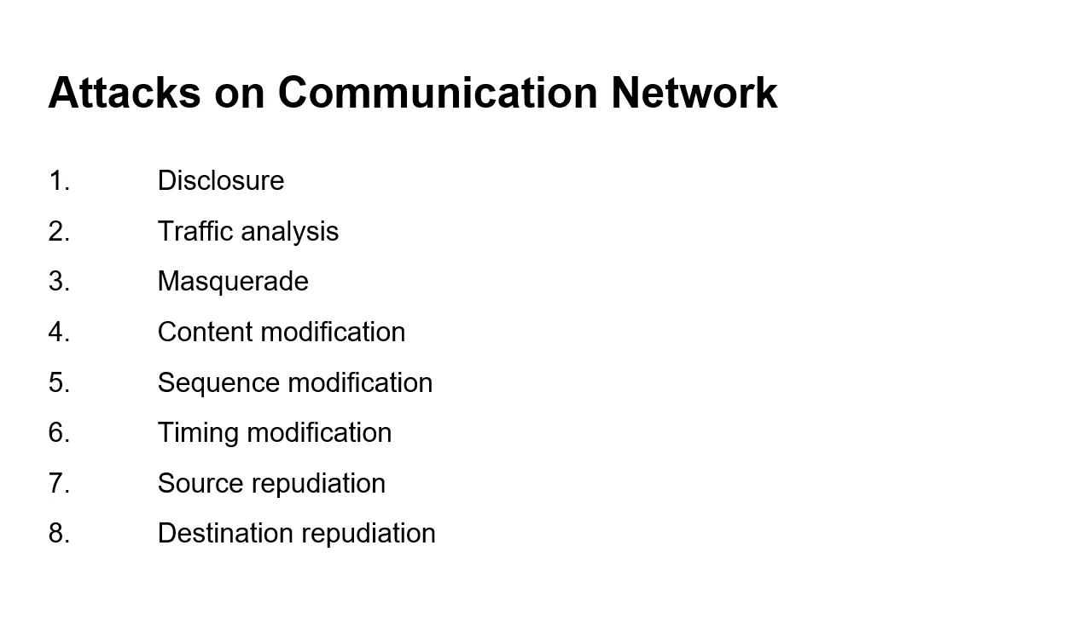The first two attacks can be dealt with by message confidentiality, and the third to sixth, that is from masquerading to timing modification, can be easily solved if you maintain message authentication mechanisms. The last two can be overcome by giving digital signatures. These are all the possible attacks that can occur because of some fault in the authentication requirement.